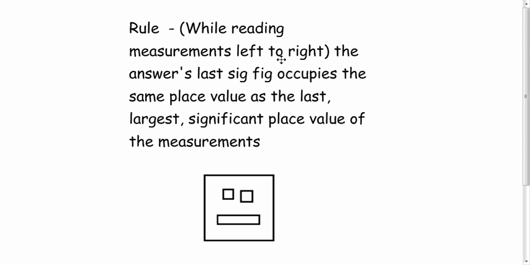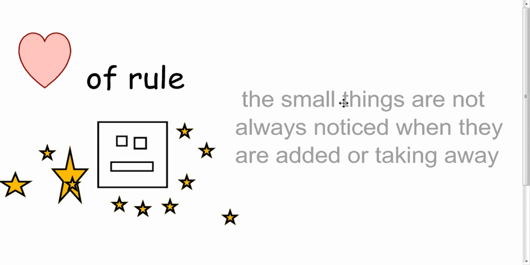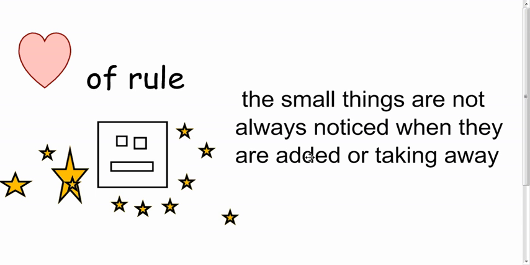Now the rule is as follows. When you look at the measurements left to right, the answer's last sig fig occupies the same place value as the last largest significant place value of the measurements. It's a bit of a mouthful, but it's easier to see when you are looking at a problem or doing a problem. Now the heart of this rule is basically the small things are not always noticed when they're added or taken away from something.